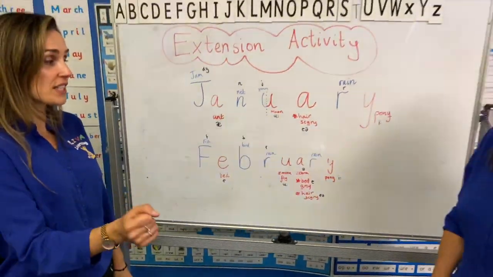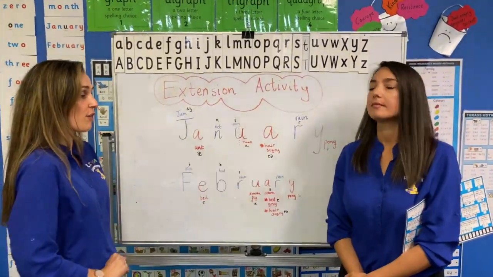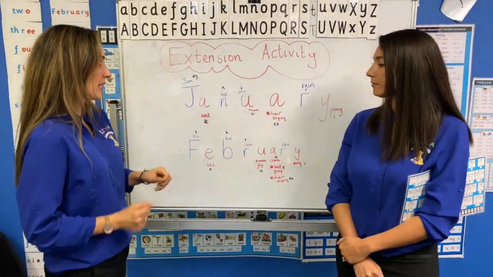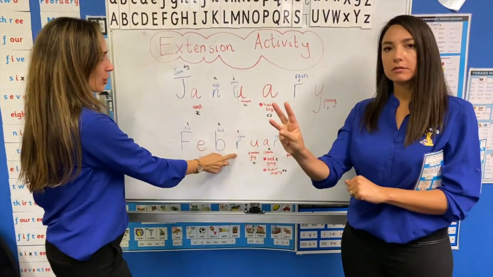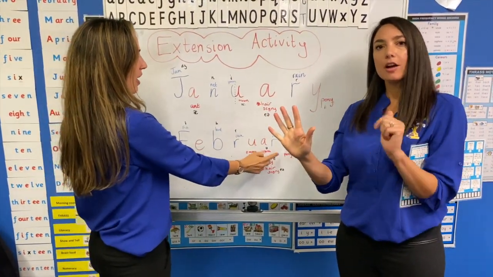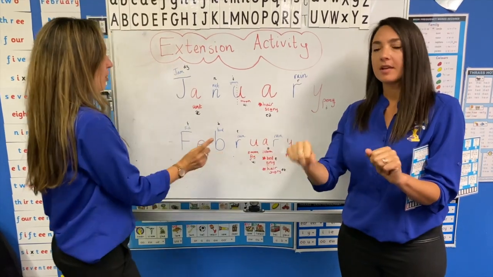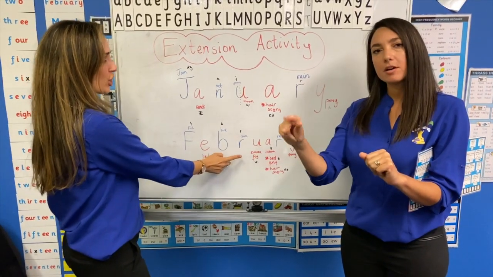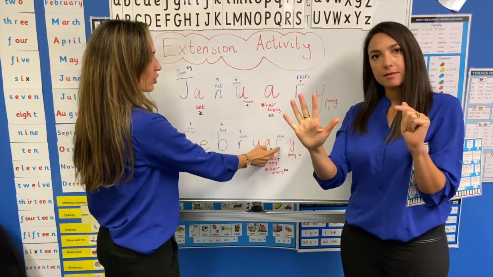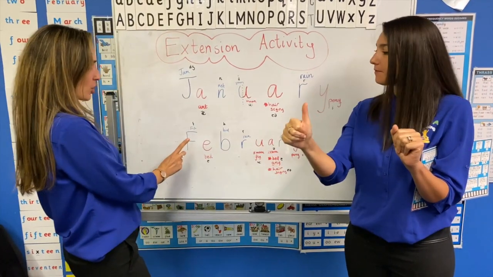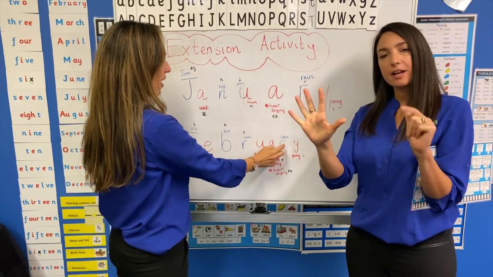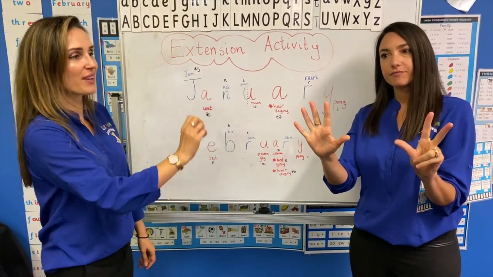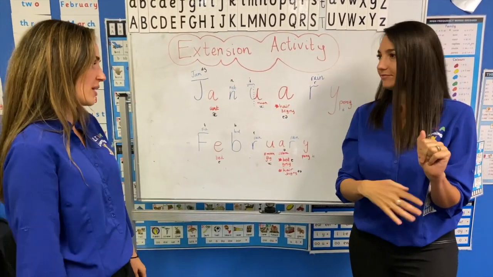Okay, let's get our fist up, our phoneme fist. Lisa's going to phoneme fist it. I'm going to point. Let's go. F, E, B, R, U, E, R, E. One more time. F, E, B, R, U, E, R, E. And we have again 8 phonemes.